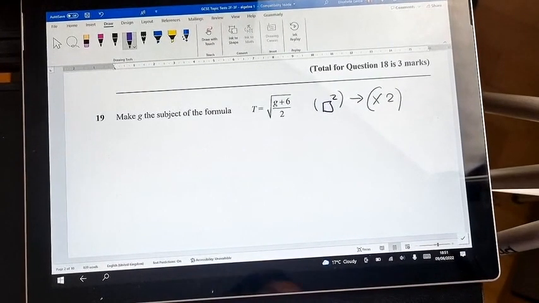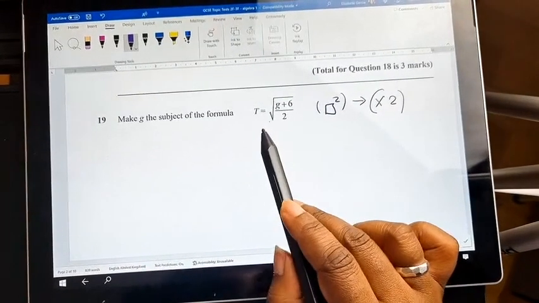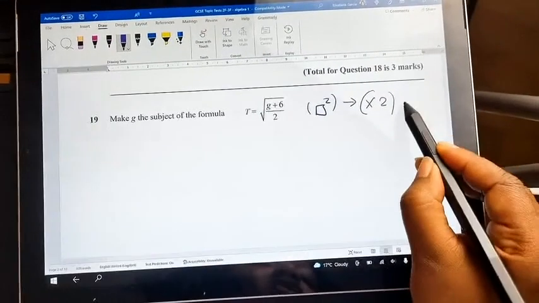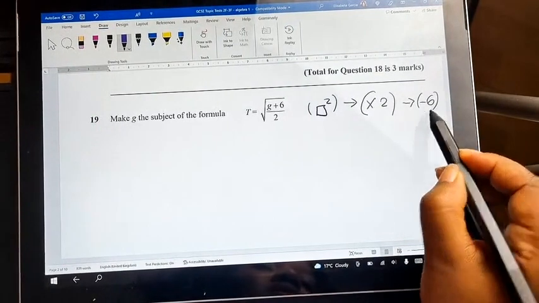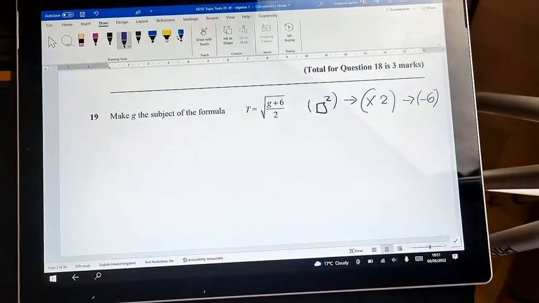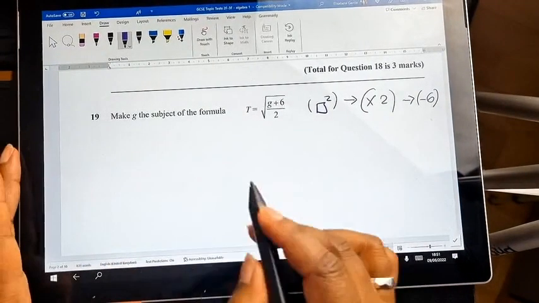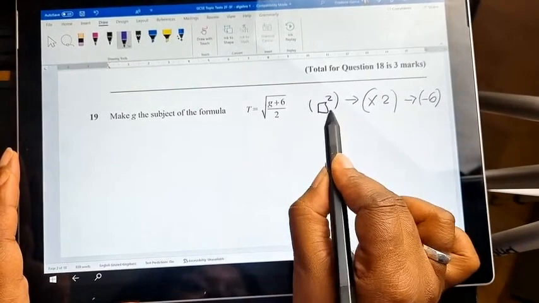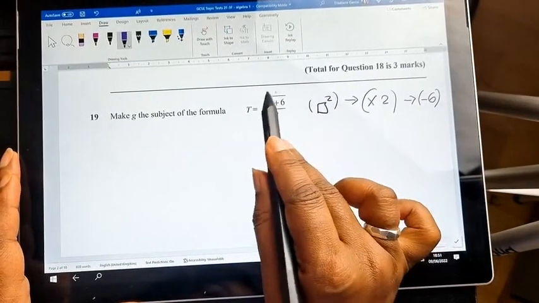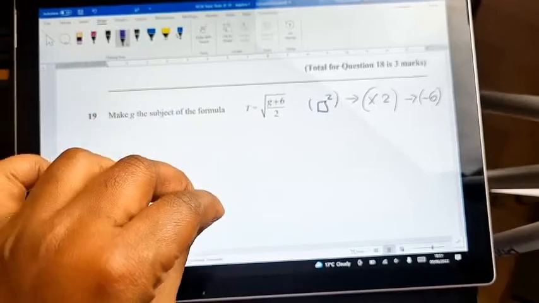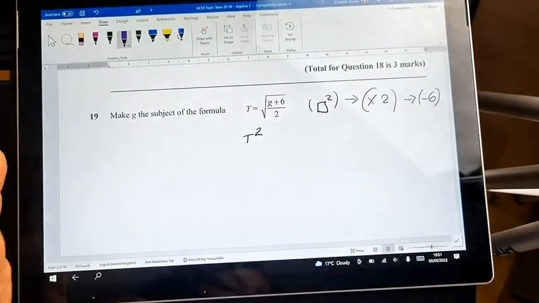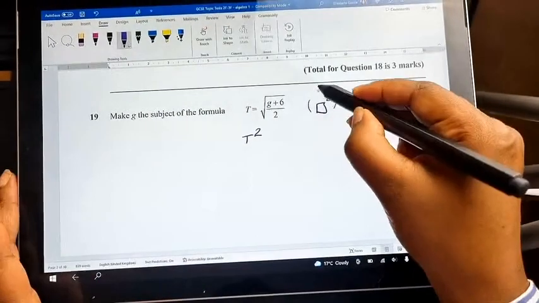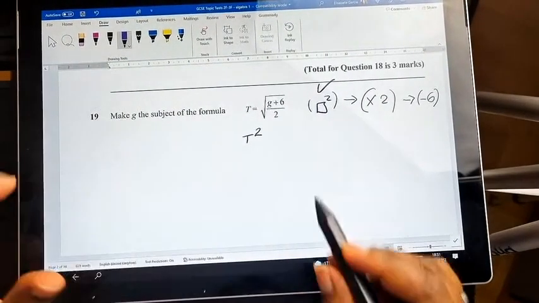Okay, let me know if you follow. And then the last stage, you need to take away 6, because it's positive 6, you're taking away 6. So we're doing all those stages, so we know exactly what to do in exam. So to get rid of the root, because everything is in the root, remember that if everything is in the root, you need to get rid of that first, okay? So it'll be t squared. So we've done that. Okay, the opposite.